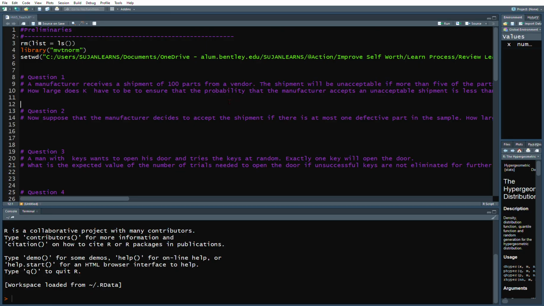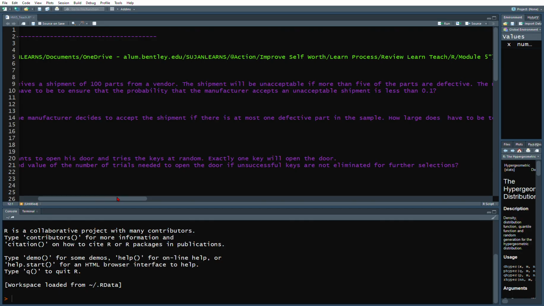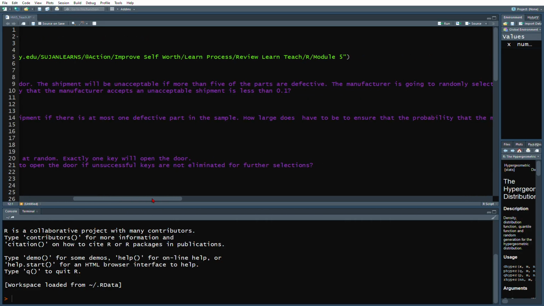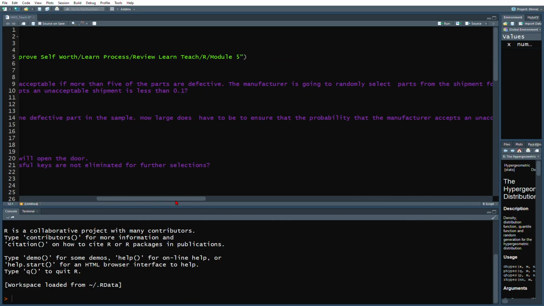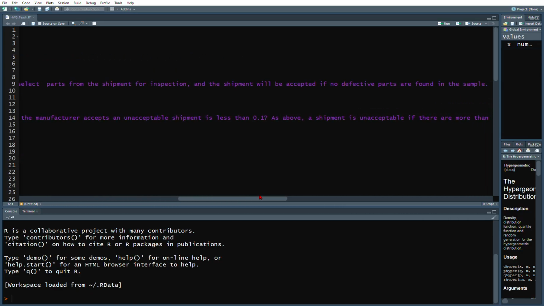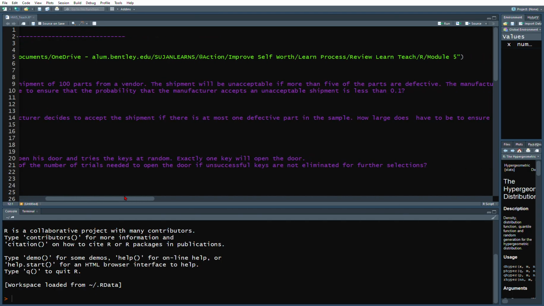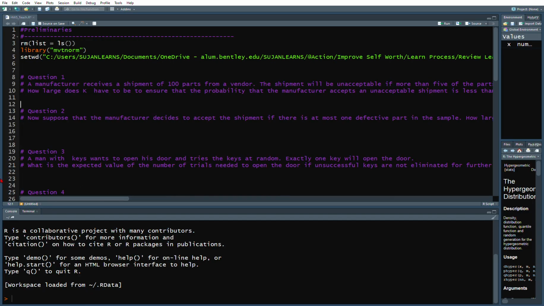A manufacturer receives a shipment of 100 parts from a vendor. The shipment will be unacceptable if more than 5 of the parts are defective. The manufacturer is going to randomly select parts from the shipment for inspection, and the shipment will be accepted if no defective parts are found in the sample. How large does K have to be to ensure that the probability that the manufacturer accepts an unacceptable shipment is less than 10%? How do we do this?